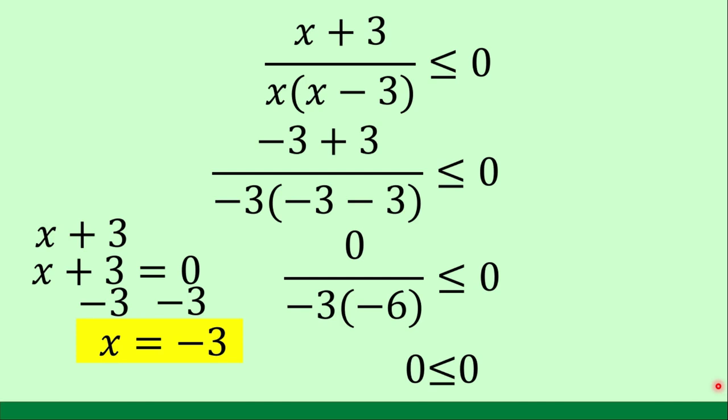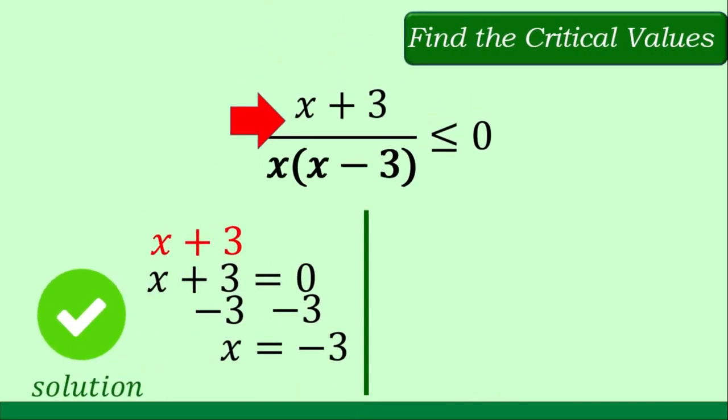Now this time, let's focus on our answer. Is this a true statement? Is this true or false? 0 less than or equal to 0? Because of the or equal to sign, that makes this one a true statement. When I say a true statement, it's true that 0 is less than or equal to 0. So since it's true, that means x is equal to negative 3 is a solution. Let's be reminded of that. Let's put it here.